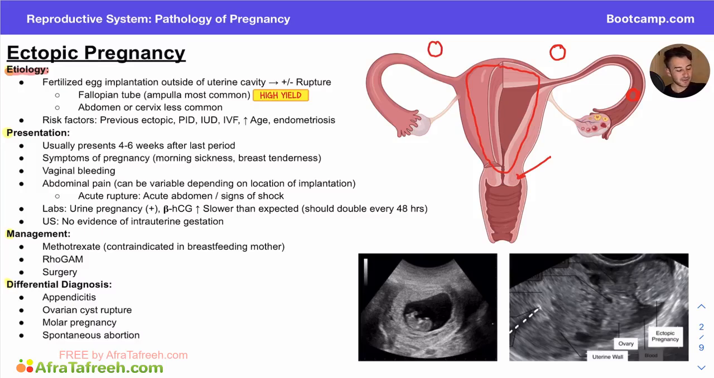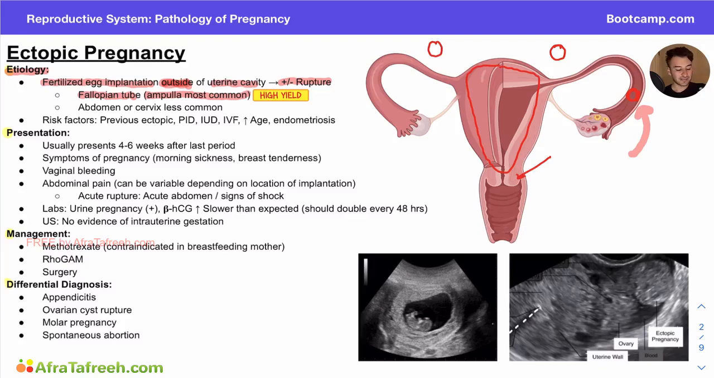So let's go ahead and review. It's going to be a fertilized egg implantation outside of the uterine cavity, and this is going to be with plus or minus rupture. So sometimes patients will have an ectopic pregnancy that implants in a confined space, aka the ampulla of the fallopian tube. And you can imagine that the fallopian tube is really small, and as a pregnancy starts to grow, it can cause that ampulla, that fallopian tube, to rupture open, and that is usually going to be accompanied by really intense abdominal pain.